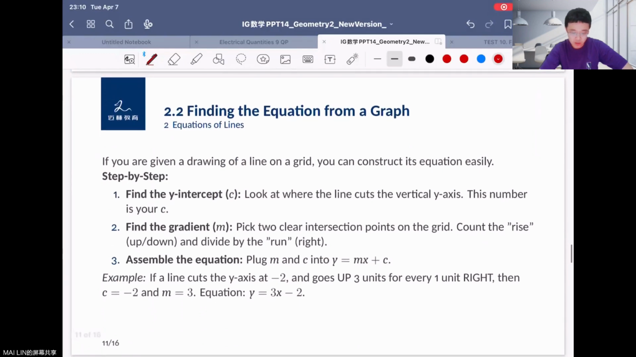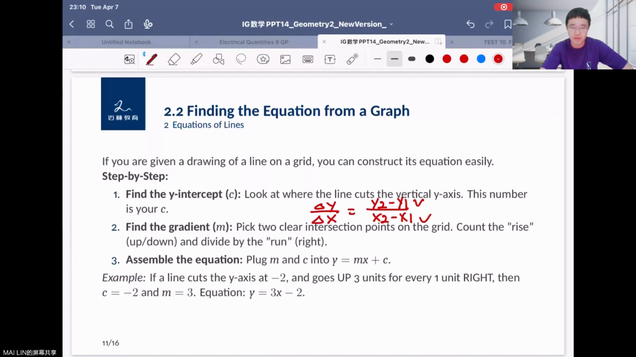So how to find the equation from a graph? Okay, here is a step-by-step process. First step is to find the y-intercept c, okay? And then you can find the gradient m using change in y over change in x. And we know that change in y equals y2 minus y1, right? And change in x equals x2 minus x1, okay? So you can also say it's y difference over x difference, right? So you may have to find 2 points and use y2 minus y1 over x2 minus x1, okay?